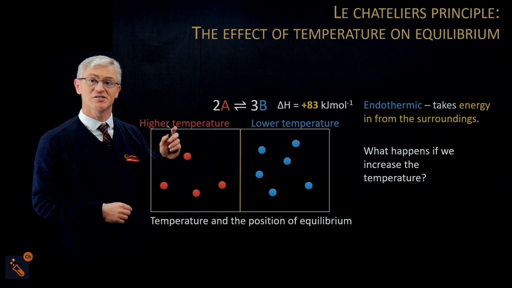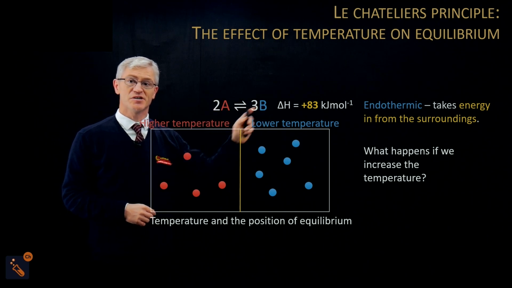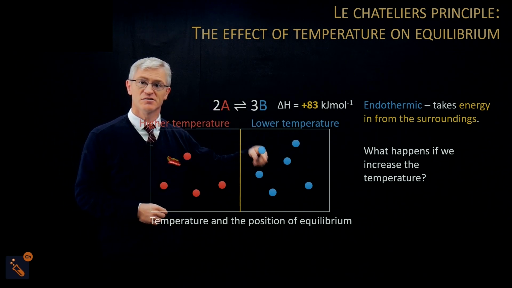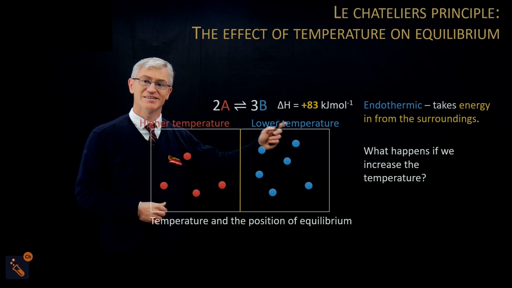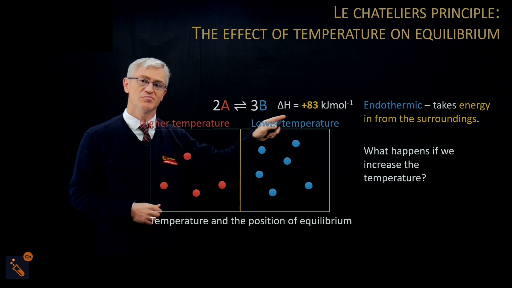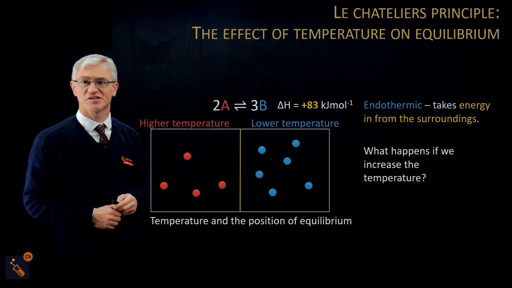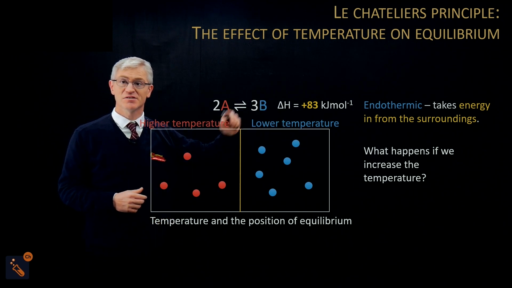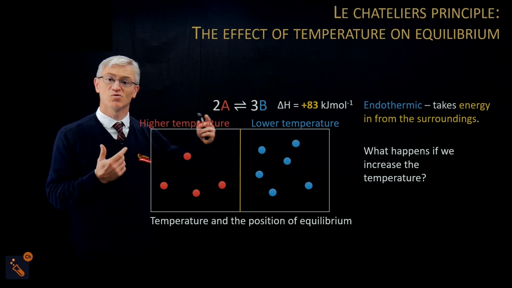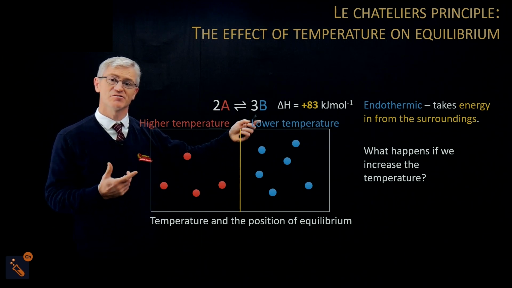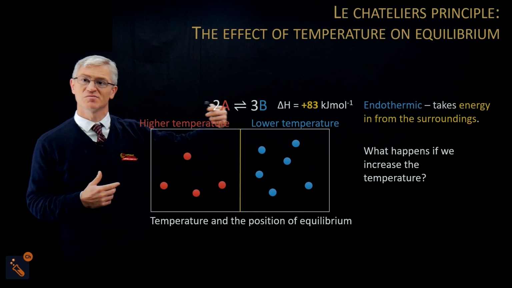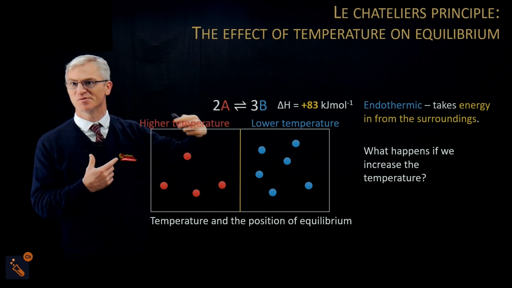The only way it can decrease the temperature is if it goes in the forward direction, because it's going to lower the temperature there. Okay, so the opposite of highering is lowering, and you can only lower by going the endothermic direction. If it was the other way around and this was an exothermic reaction, what happens if I increase the temperature? Well, it would go in the endothermic direction, which in that case would be backwards.